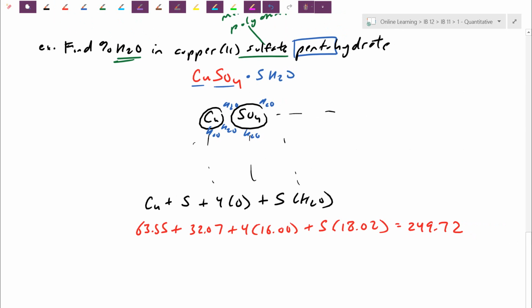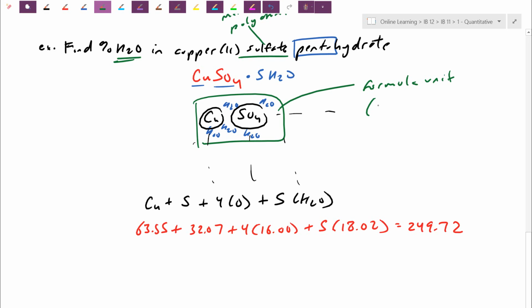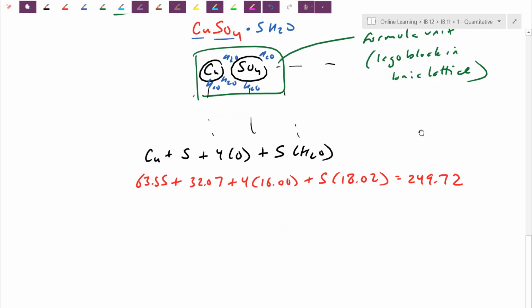So this thing here as a hydrate, this is called a formula unit, right? Because this is your Lego block. Formula unit. This is your Lego block in your ionic lattice. I know your lattice will be trillions and trillions and gajillions of these particles, positive, negative, alternating. But my formula unit, my ratio, is given by 1 Cu for every 1 part CuSO4, and there's actually 5 parts water. So that's the total molar mass. It shouldn't be that hard.